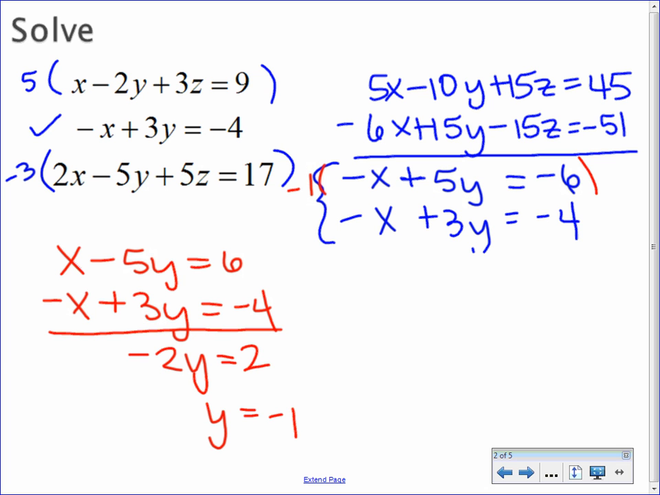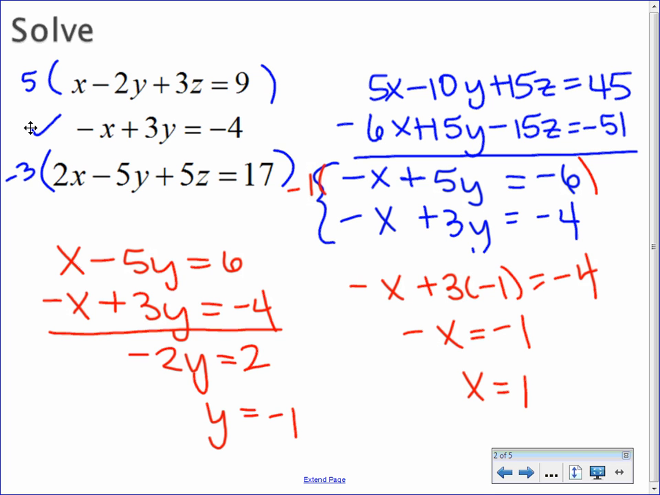In this case, we could go to the middle equation, which is the same one as is here on the right. All right, so if we plug in negative 1, we have negative x plus 3 times negative 1 equals negative 4. Negative x equals negative 1. So x is 1.